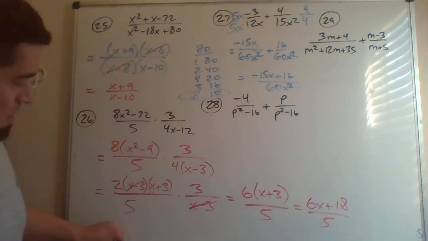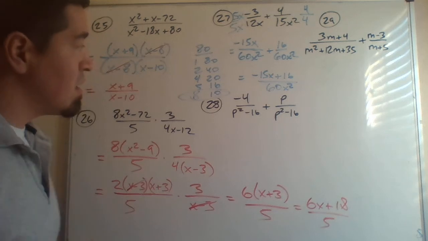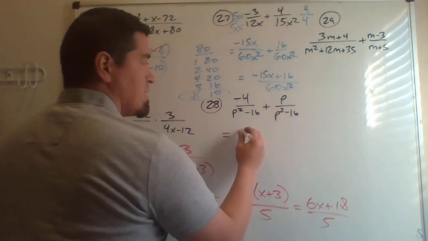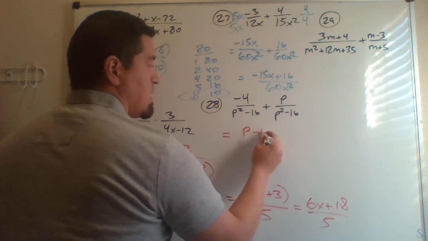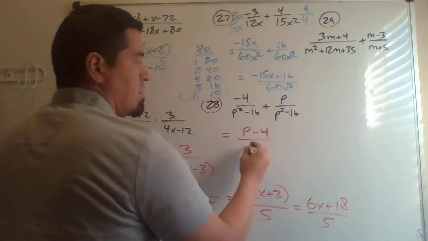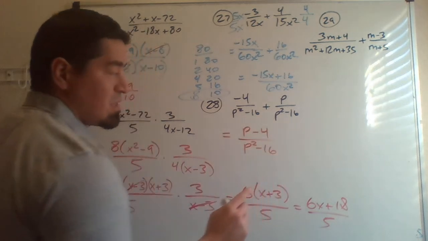Now, I think 28 probably should have gone first, actually, because this one already has common denominators. So therefore, we can just add them as is. So we end up with p. So I just switched it. I put the p first. Since they have common denominators, I can just combine them as one. However, there is an additional step.